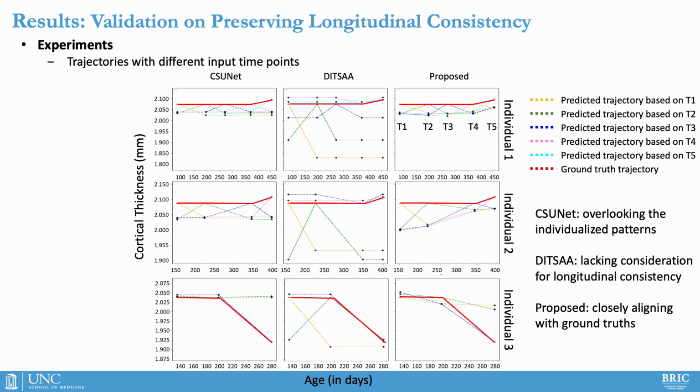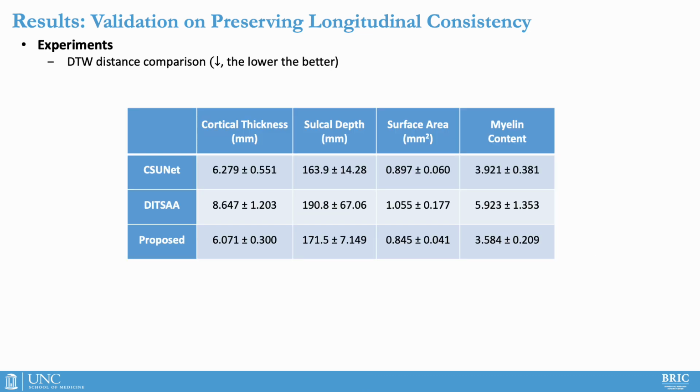Other individuals also have similar patterns. We also calculate the average distance in terms of DTW. The lower, the better. Our proposed method had the lowest distance between different predicted trajectories.